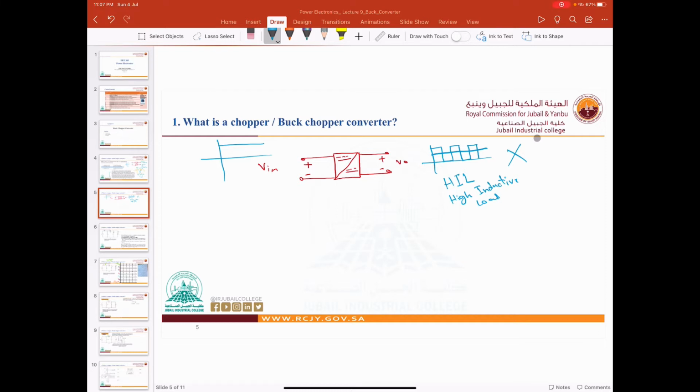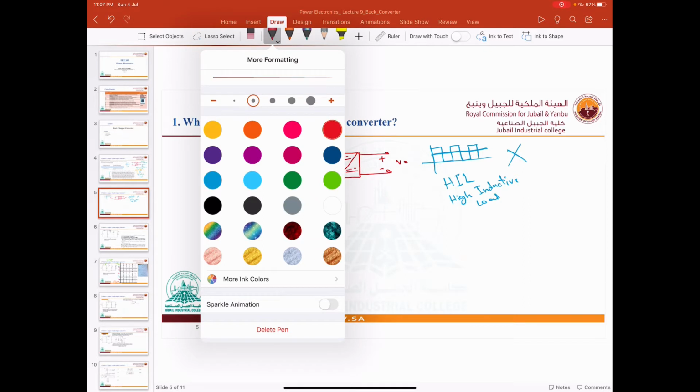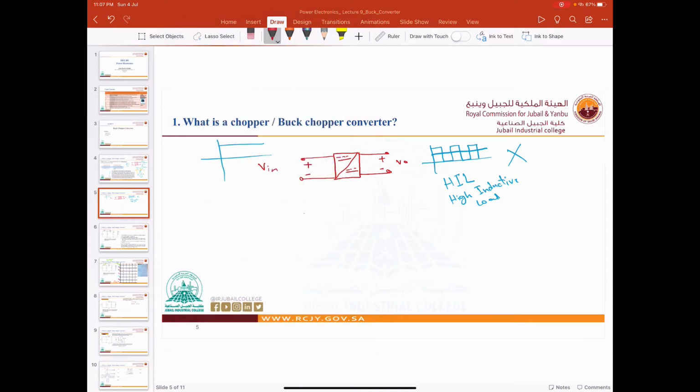Now, see this circuit. This is a low pass filter. I will introduce to you something called a low pass filter. Now, let me take this here. Okay.